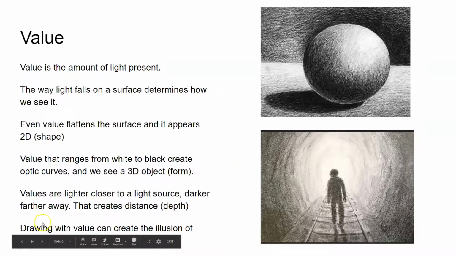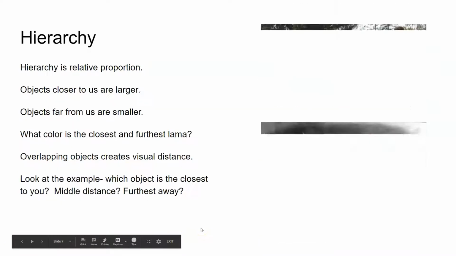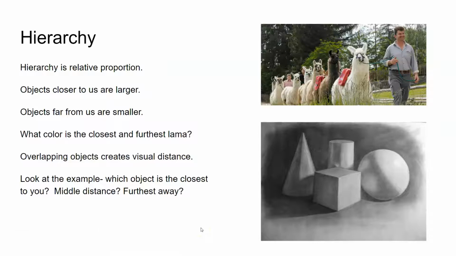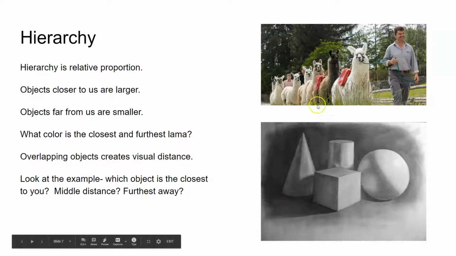Okay, so drawing with value can create the illusion of depth. Hierarchy is relative proportion. Objects closer to us are larger, objects far away from us are small. So look at the picture of the man and all his happy llamas walking along.